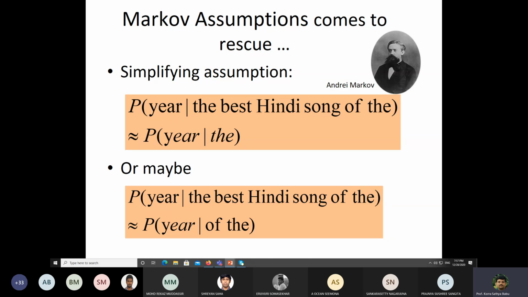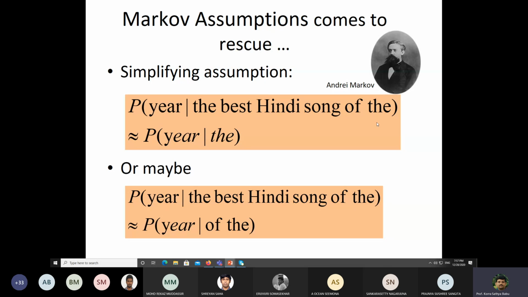Why should I give like this? Can I give instead of 2 2? Means definitely we know that the word "year" comes after the second "the", the last "the", right? The best Hindi song of the. So can we write it?